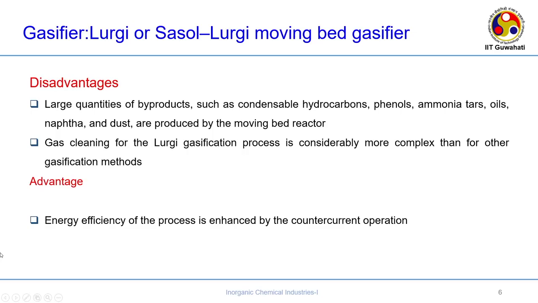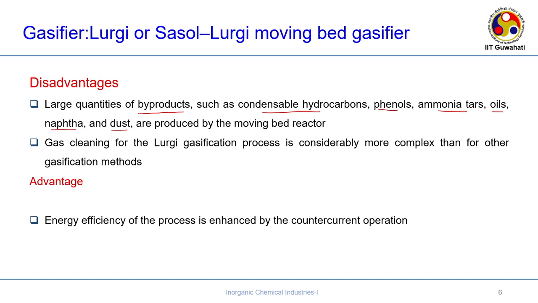Obviously, in the design there will be some advantages and some disadvantages. This time, let us see the disadvantages first, because it has more disadvantages as compared to advantages. The issue is that large quantities of byproducts are formed. I have shown here only syngas, but there are other gases also formed. What are those? These are condensable hydrocarbons. Once the gas phase exits from the top of the reactor, if you condense it, it will form condensable hydrocarbons, phenols, ammonia, tars, oils. So the composition is very varied: naphtha, then dust.